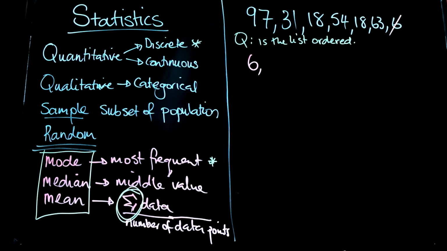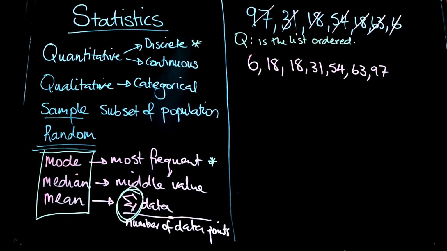So what do I see here? I see two 18s, and so I write them down, come up to my original list and cross them off. I see a 31, so I'm going to write that down and cross it off. My next number in ascending order is 54, cross it off. 63, got that there. And then finally, I'm going to write down and cross off 97.